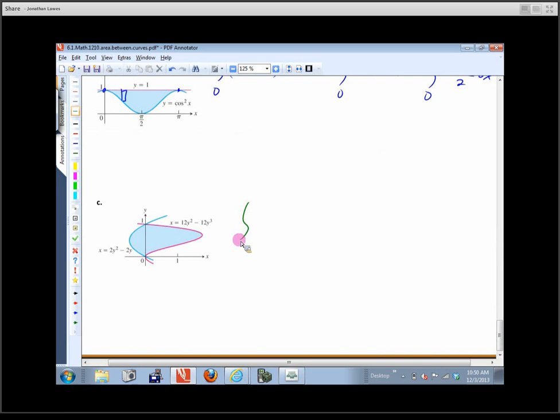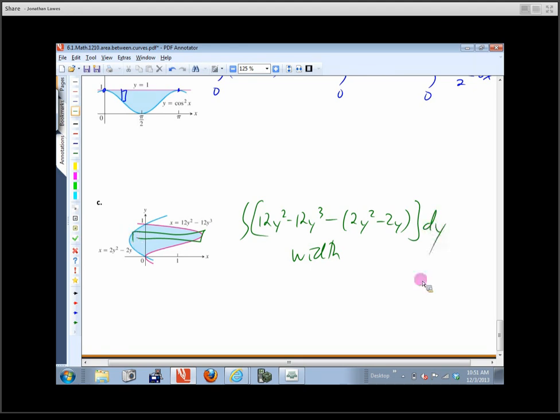What's the key instead of top minus bottom? Right minus left will give you a positive quantity there. So the right function is this one right here. So we're going to do 12y squared minus 12y cubed minus the left function. And again, I'd put that in parentheses. So there is our width, our positive width. We're guaranteed that's positive. And if we do these slices thinner and thinner, that gets thinner in the y direction because we're perpendicular to the y-axis, so that's a dy.